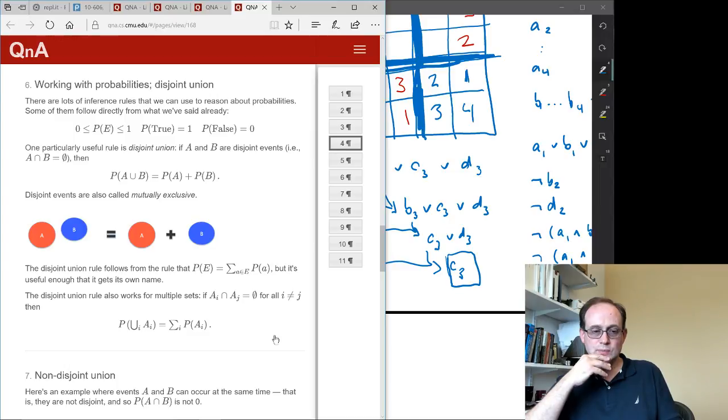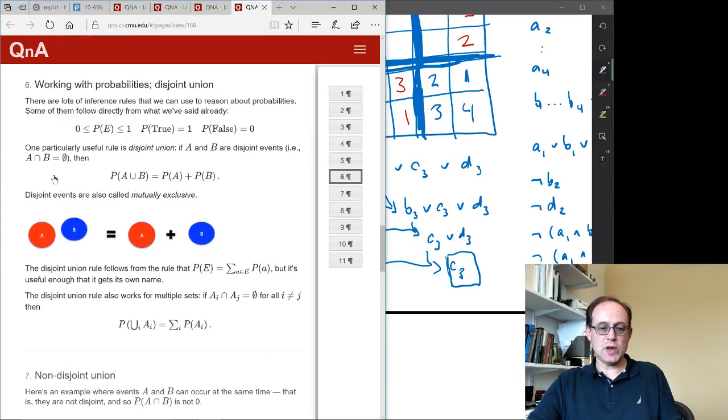One of the rules that's useful is called disjoint union. If we have a Venn diagram where there's an event A and an event B and they don't overlap, meaning that the probability of A intersect B is 0, then the probability of A or B, which is A union B, is just the probability of A plus the probability of B.